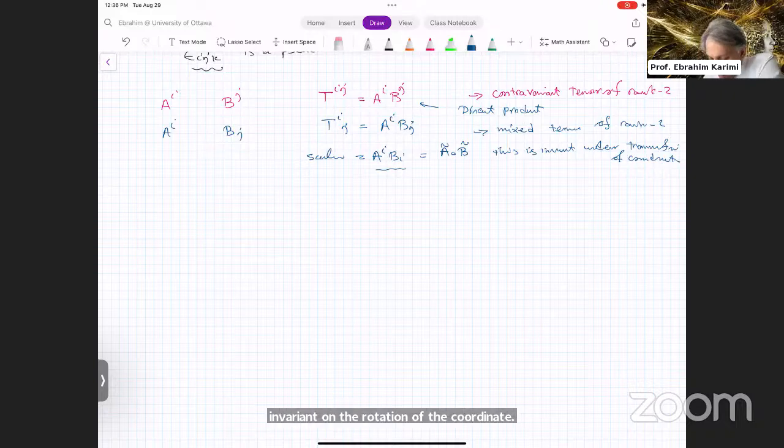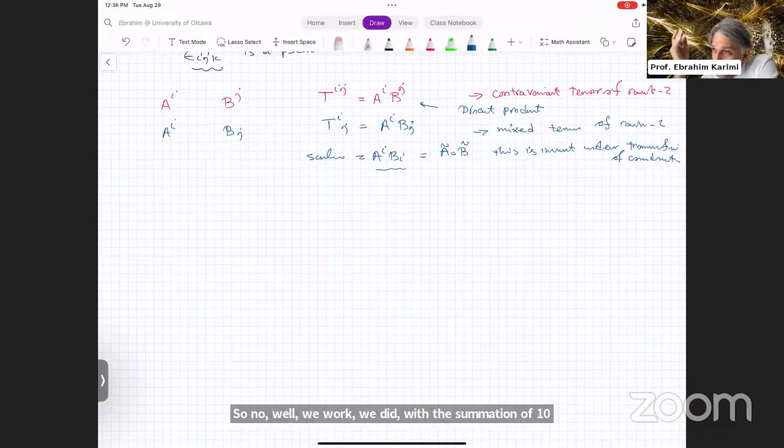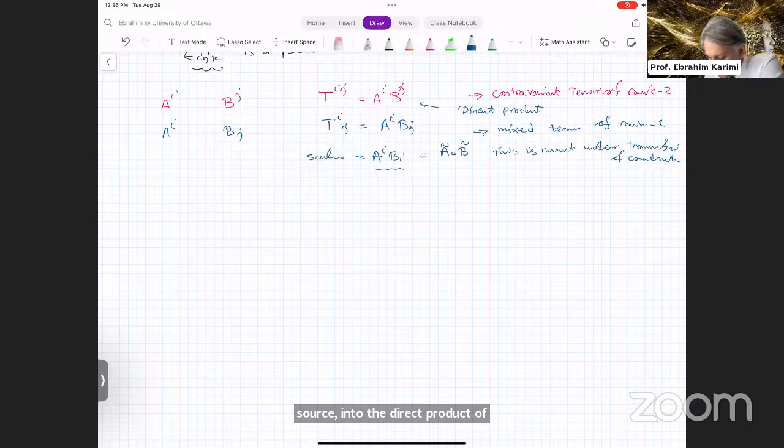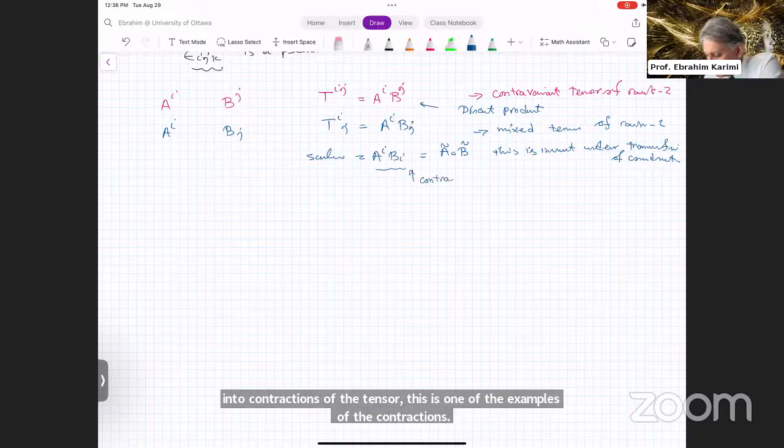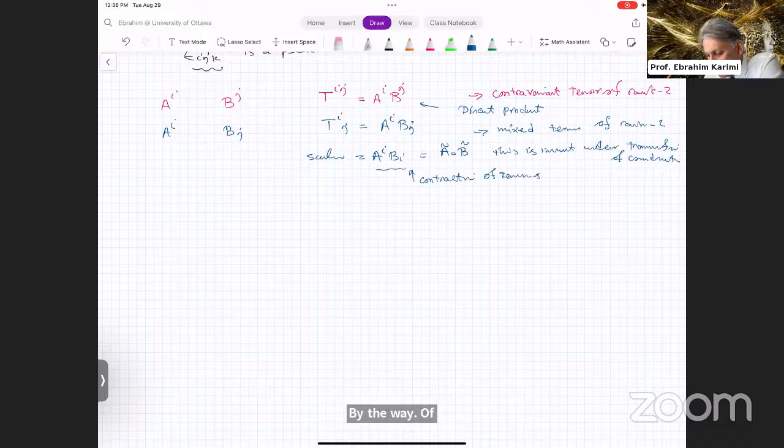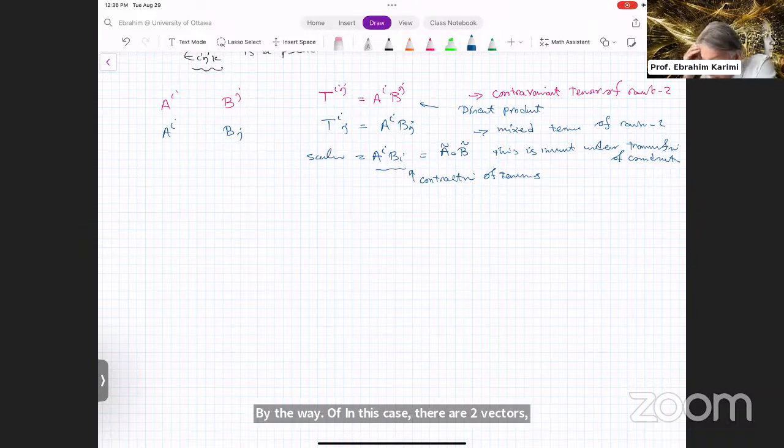So now, we worked with the summation of tensors. We looked into subtraction of tensors. We looked into the direct product of tensors. We looked into contractions of the tensor. This is one of the examples of the contractions, by the way, of tensors. In this case, there are two vectors. Okay. And now there is another question. How can we divide tensors?